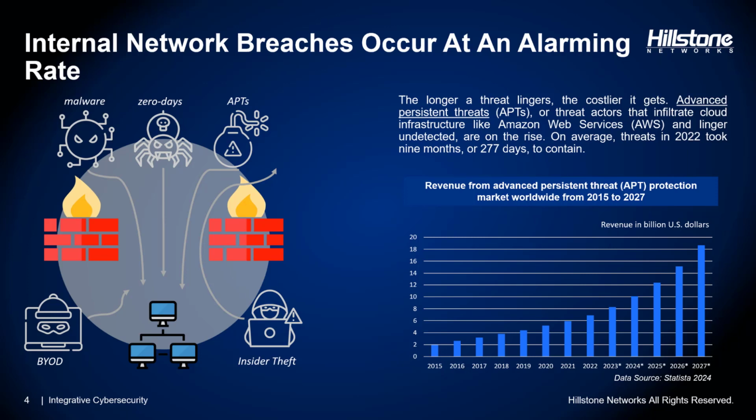APT actors tailor their attacks to specific organizations, often conducting extensive reconnaissance to understand the target's infrastructure, employees, and security posture. This targeted approach increases the likelihood of success and enables attackers to exploit vulnerabilities that may be unique to the organization. With APTs evolving, traditional signature-based protection will only suffice as a first line of defense of sorts, and a relatively weak one at that.